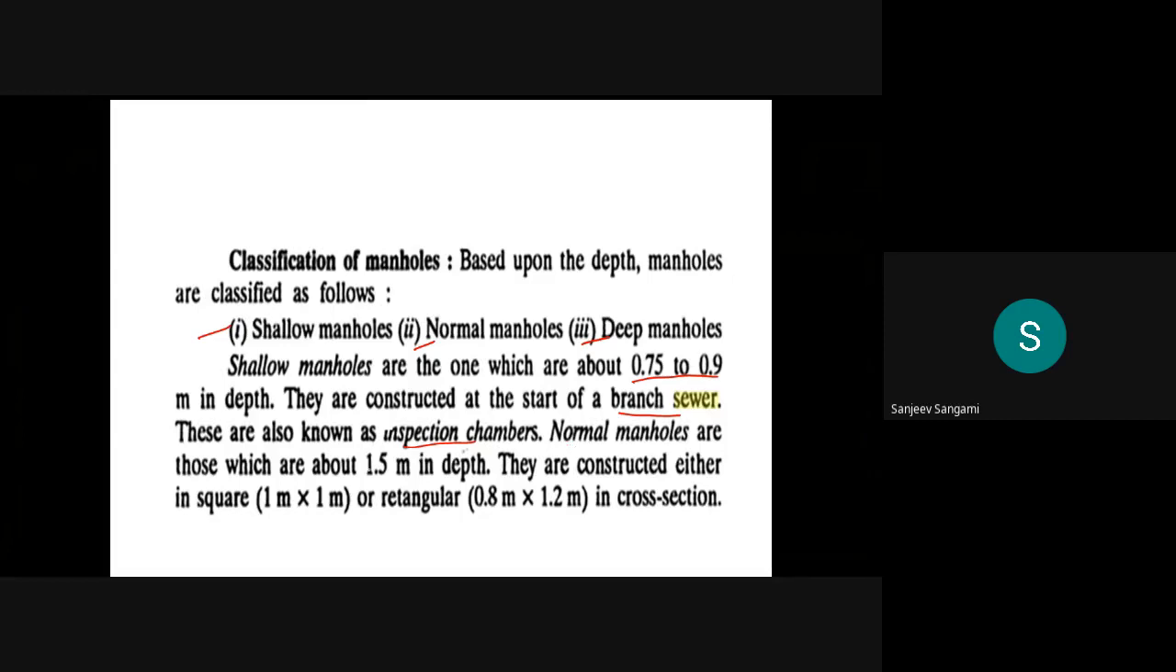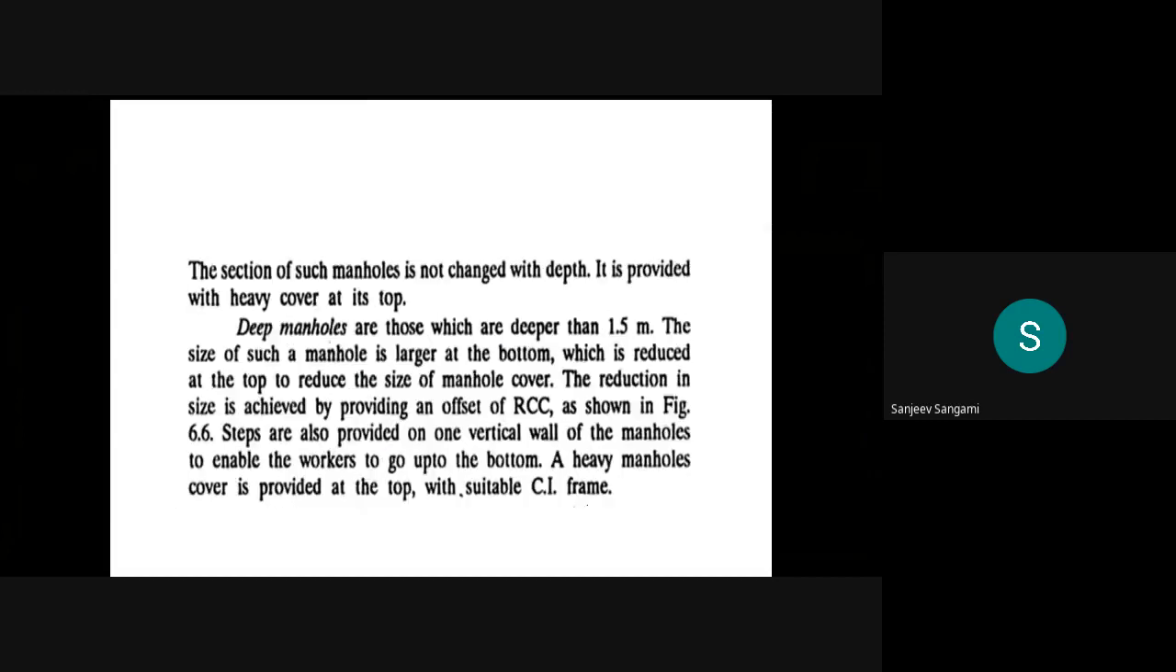Normal manholes are normally of 1.5 meter depth, and they are constructed either in a square or a rectangle in cross section. The section of such manholes does not change with depth. It is provided with a heavy cover top, that is a steel top cover, which we already discussed. Then deep manholes, which we already saw in the previous diagram, are those deeper than 1.5 meters. So when you say it is deep, it is 1.5 meter depth or greater.